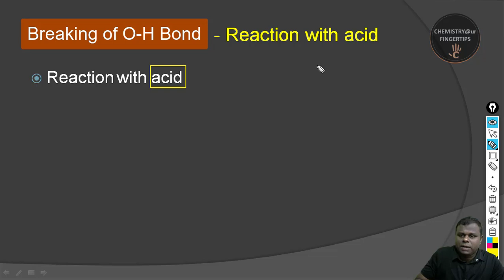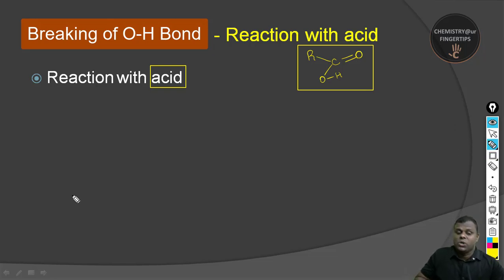So let's write the structure of a carboxylic acid. I have this R, which is connected to C, and there is an OH over here, and then there is a double bond O. I've written it in a slightly complicated way because I want you to understand that things can be complicated as well, because organic chemistry is not that easy. So let's start. You have this R, C double bond O, OH. This is a carboxylic acid.